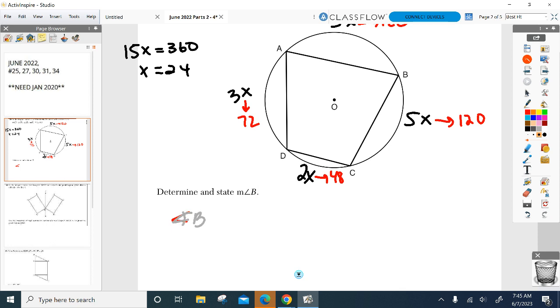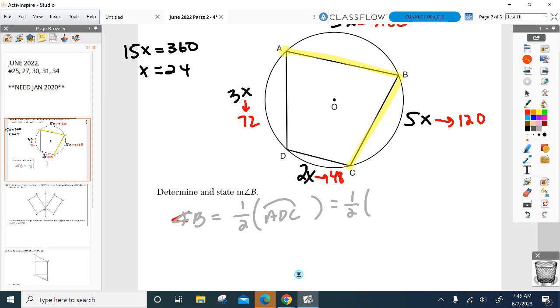Anybody remember how to find an inscribed angle? Half its arc. All right, half its arc. So I'm going to take half. Now everybody look at the arc that angle B is drawn to. If you want, I always like to highlight it. Everyone see the arc? It's 72 and 48. So I'm going to take half of that full arc, ADC.